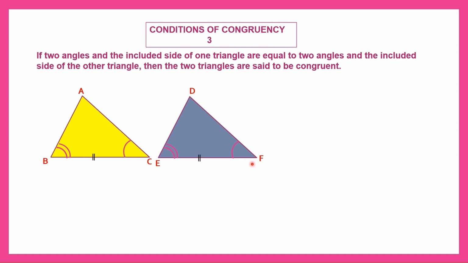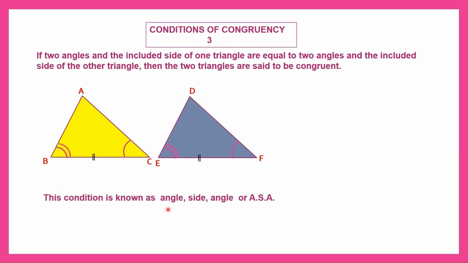That means C and F are equal. Now what do we mean by included side? Included side means the side which is between these two angles. Not the side, but this side, because it's between these two angles. So we have B, C and E, F which are equal. So this is the third condition of congruency.